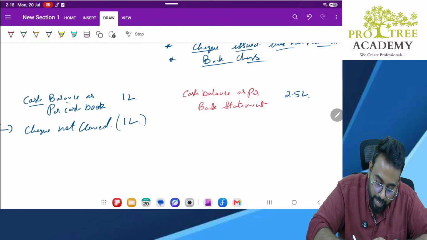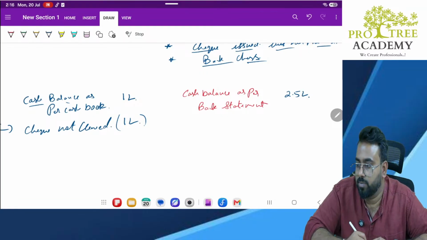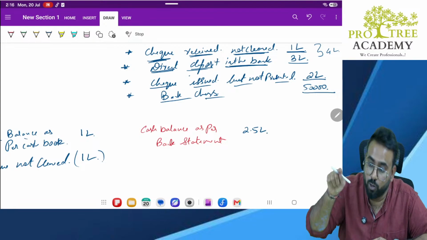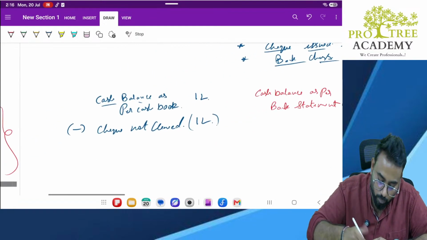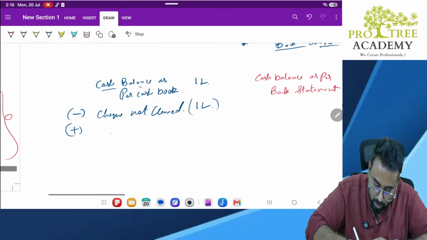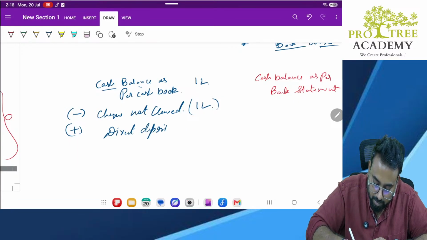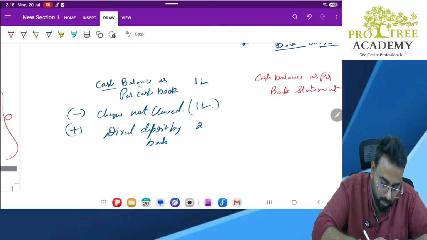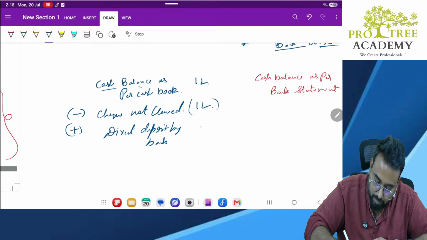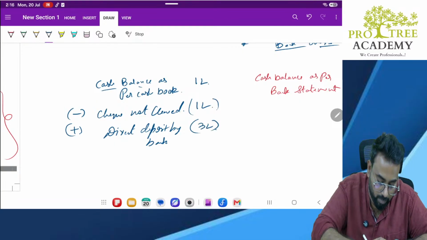Next. Direct deposit into the bank. You have not recorded it, but in the bank it is already recorded. You need to record it. Correct or no? So when we record, our cash balance will go up. Correct or no? So direct deposit by bank, how much? 3 lakhs. Not minus, plus.